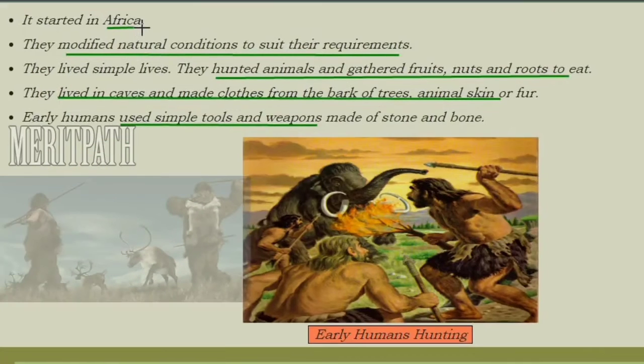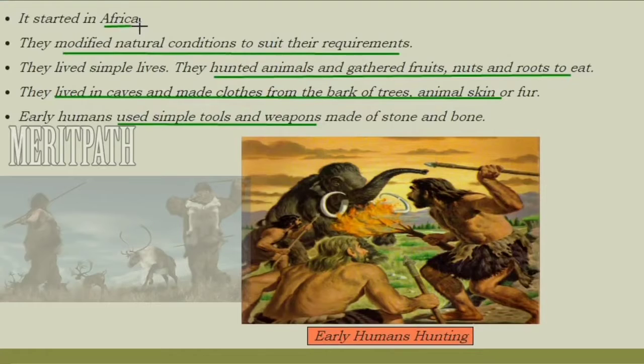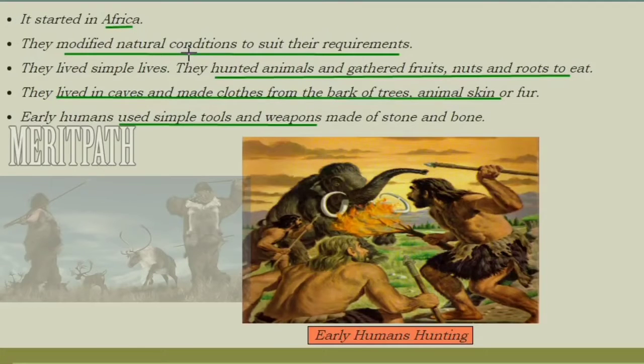So humans actually first evolved in Africa. Also, they modified the natural conditions to suit their requirements. They used to live a very simple life. Early human beings were nomads. They hunted animals, they gathered fruits, nuts and roots to eat, and they lived in caves, and clothes were made from the bark of trees, animal skins and animal furs. The tools and weapons they used were made of stones and bones. So this is how they used to hunt in the early age.